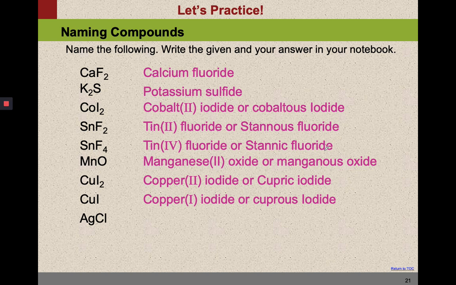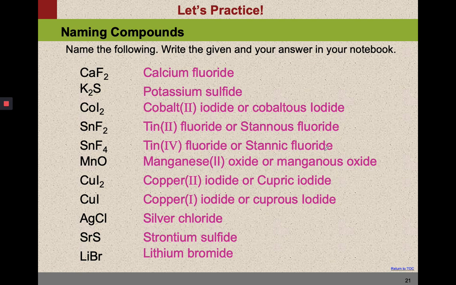Now silver can form a cation with only a single charge. So we say silver chloride. No need to indicate the charge of silver because we know that it's always 1+. How about this? Can strontium form a cation with a variable charge? No, it can't. So no need to specify a Roman numeral. We have strontium fluoride. Last one, LiBr. Can lithium form a cation with a variable charge? No, it can't. So we have lithium bromide.